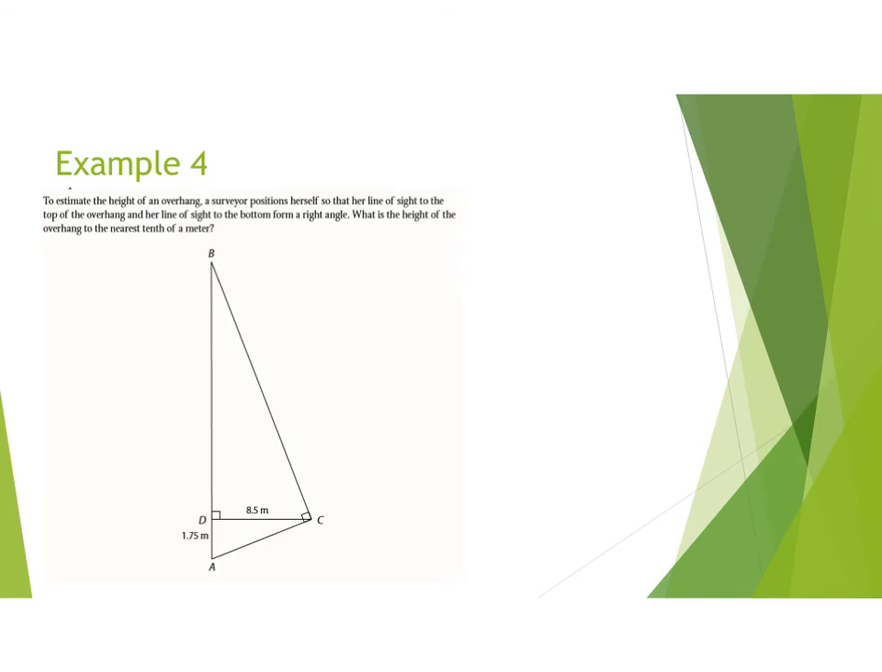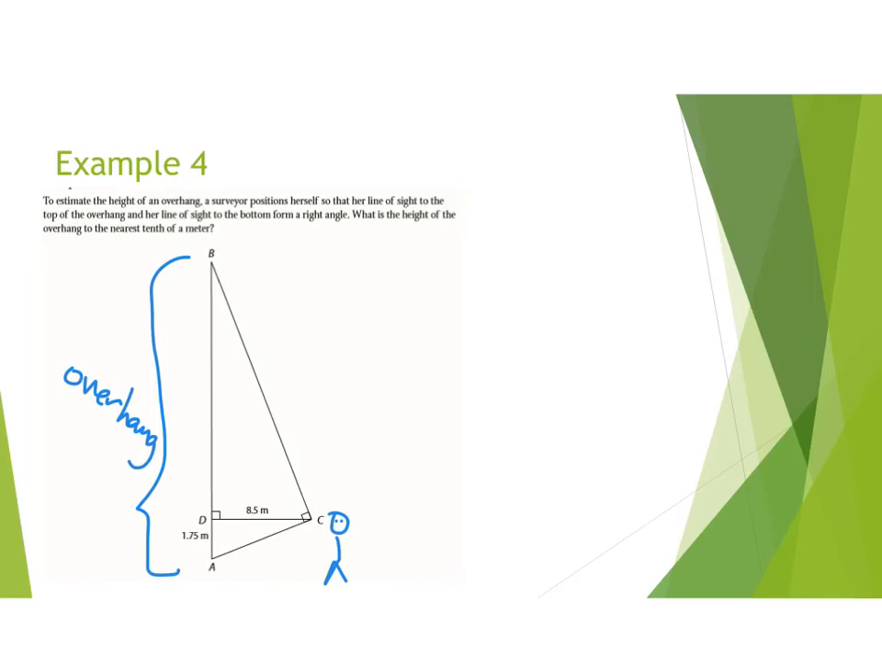Okay, in example 4, they want us to estimate the height of an overhang. This would be like an overhang on a house or something. So this whole distance right here is the actual overhang. So the surveyor is going to stand so that her line of sight, this would be a person standing here looking, forms a right angle when she looks up to the top and down to the bottom of the overhang. So you see the right triangle, which is formed triangle ABC with a right angle at C. The question is, what's the height of the overhang to the nearest tenth of a meter?